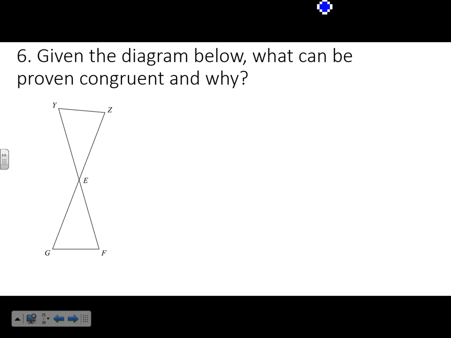Given the diagram below, what can be proven congruent and why? So really, with this diagram, the only thing we can prove is that these two angles are congruent because of the vertical angle theorem. So angle YEZ is congruent to angle GEF. Now remember, when you're drawing an angle, it doesn't matter what order you put them in as long as the vertex is your middle letter. But a triangle, it does matter the order.